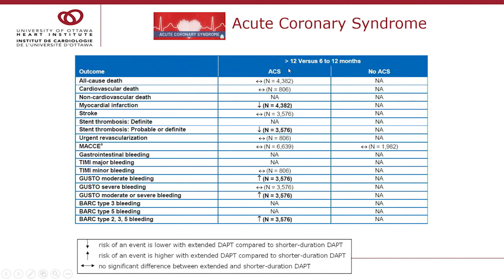But for the subgroup of patients with the ACS, we found a decrease in MI if you're on extended DAPT, a decrease in probable or definite stent thrombosis, and again, a corresponding increase in bleeding either by the GUSTO or the BARC definition. It's starting to get a little bit routine here. So let's try another one.